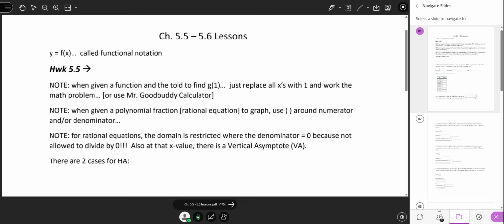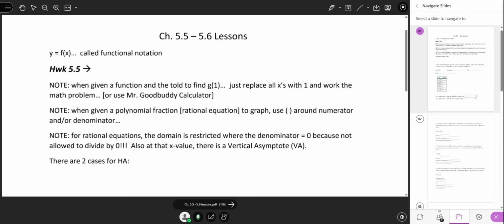So, unless you took pre-cal, this is probably brand new material for you. Because I don't think that in high school algebra, even in algebra 2, that you learned this. So, here we go.